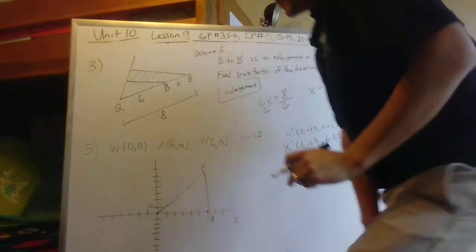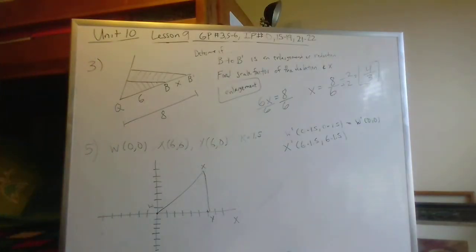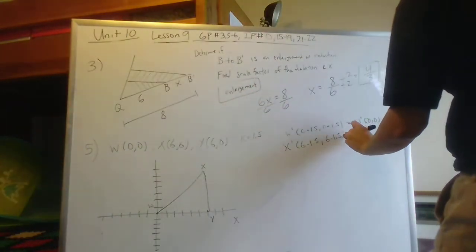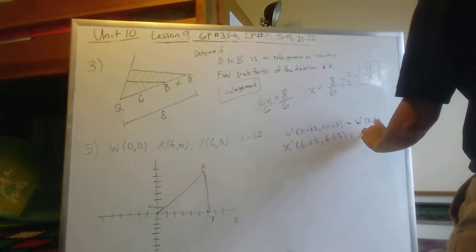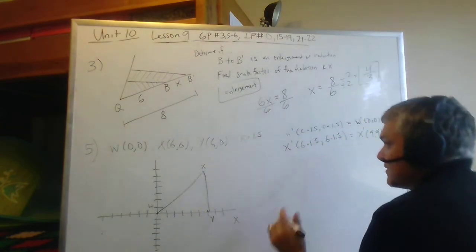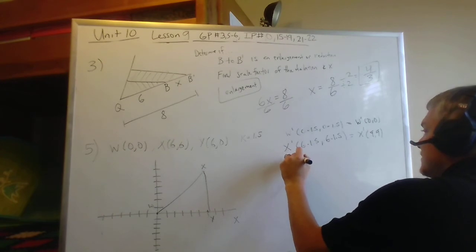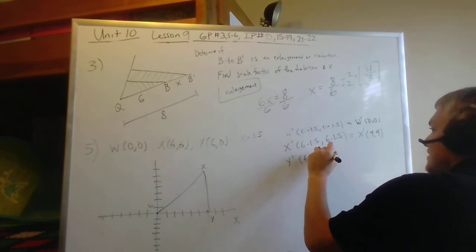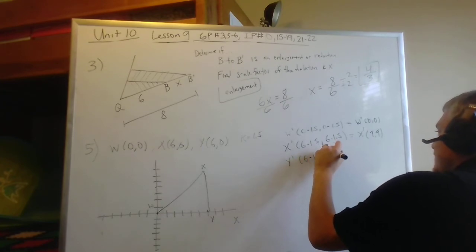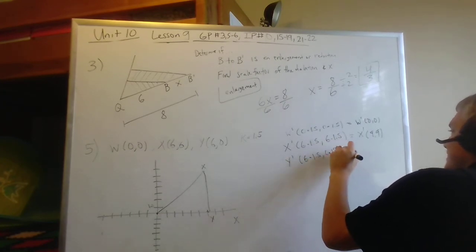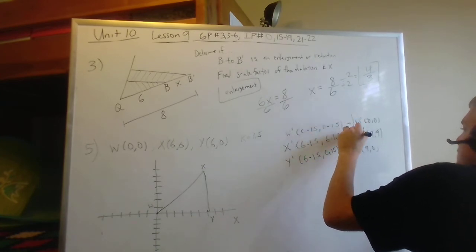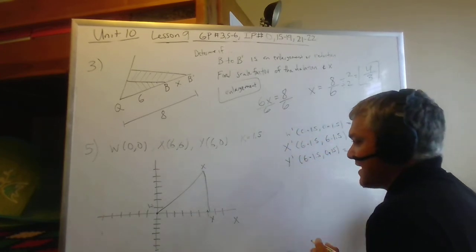Getting a calculator, that's going to be 9. So X prime after the dilation is going to be 9, 9. And lastly, we have Y prime, where we're going to have 6 times 1.5 and then 0 times 1.5. And that's going to give us Y prime is at 9, 0. So here are our new coordinates after the dilation.